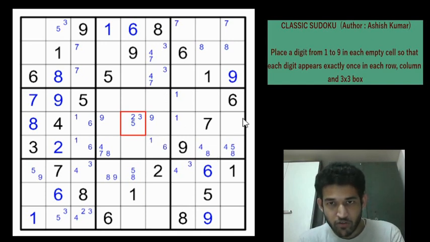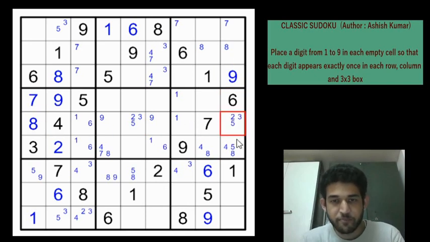And looking along row 5, we have the same set of 6 digits not possible here. 1, 6, 9, 7 is not possible, and 4 and 8 are not possible. So this will also be 2, 3 or 5, right?